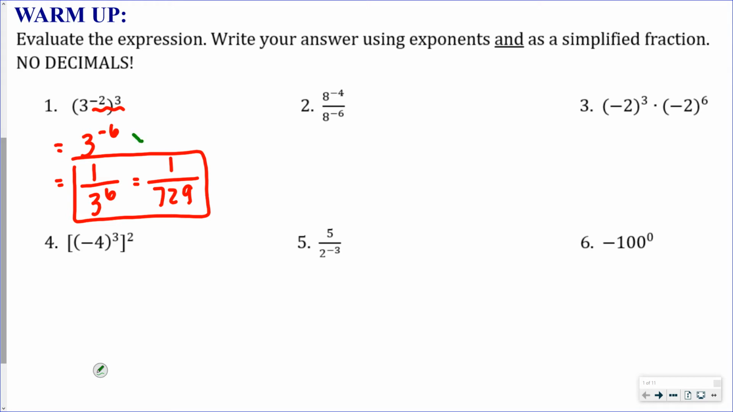So if you got this far, that's good. That's one property, power to a power. This is another property, negative power. It says you can put it in the denominator and it becomes positive. We'll talk about that. Anybody recognize number 2?